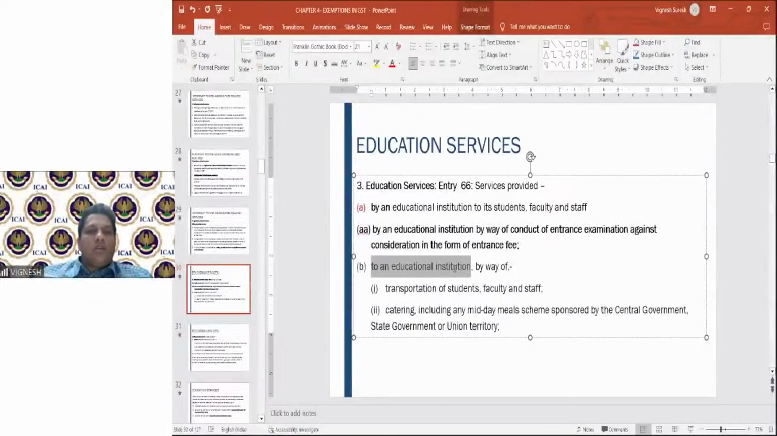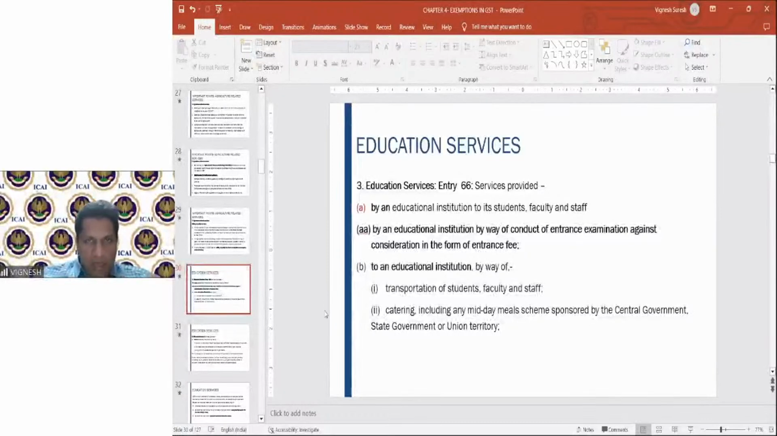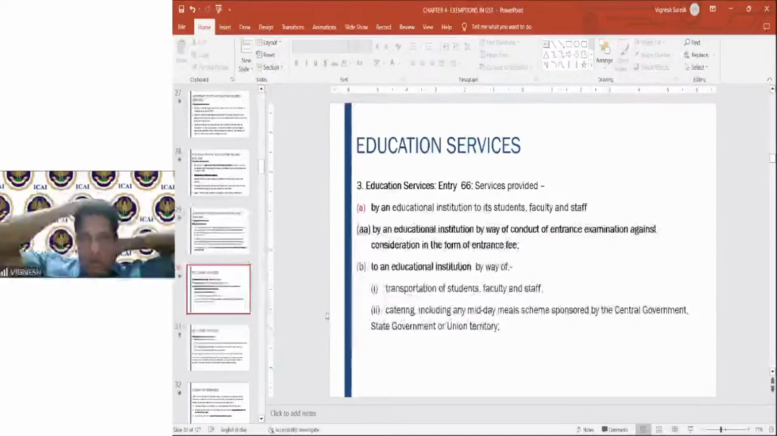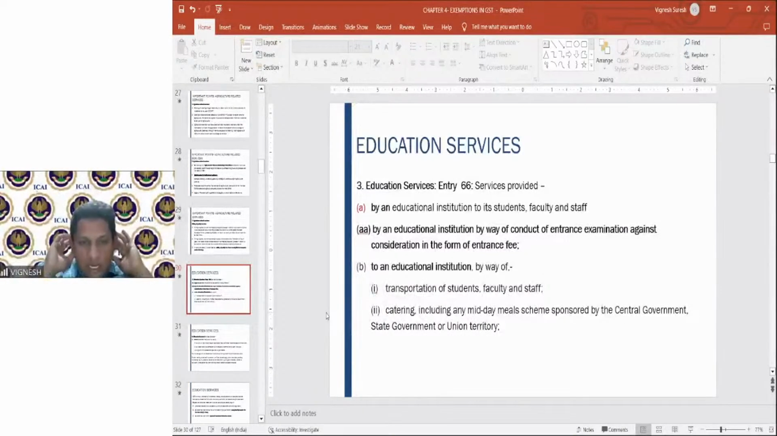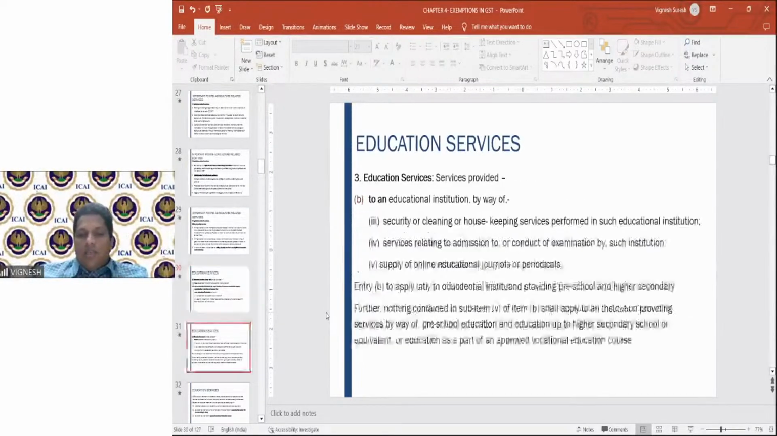Services provided to an education institution. This word "to" is very important. Till now, we have already seen the services which are provided by. If I am providing the service, that service is exempt. But here, the law makes an exception that even if the services are provided to an education institution, the service provider need not be the education institution. It can be the service recipient also. By way of transportation of students, faculty and staff, a transport operator is providing the services to the education institution, and it is exempt. Then catering, including midday meal scheme sponsored by the government: catering services provided to the education institution also are exempt from GST.